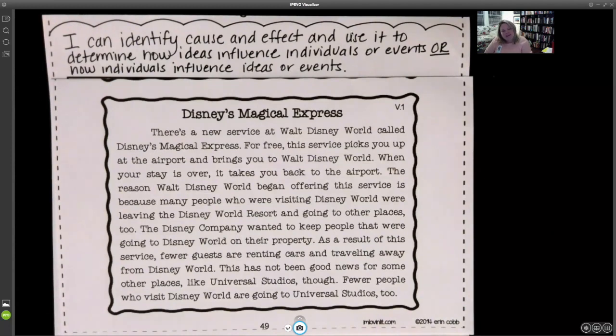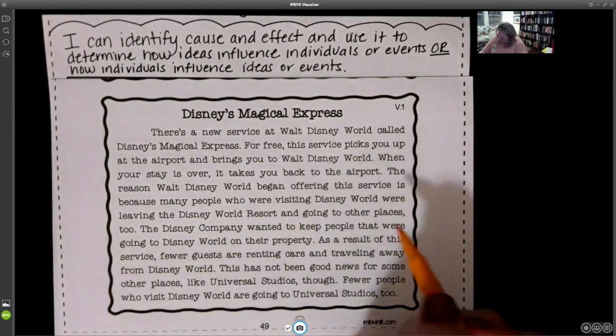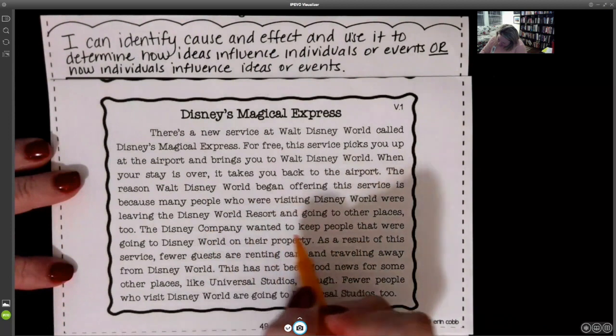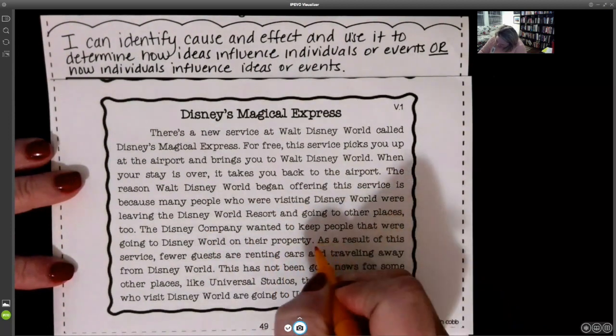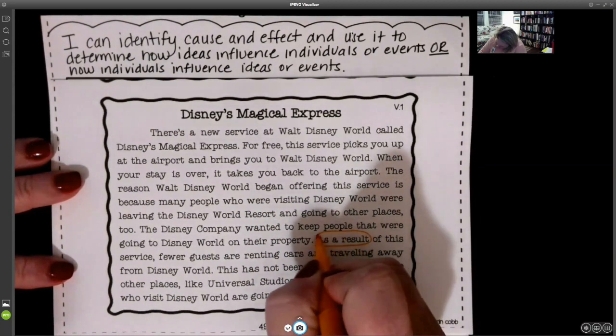All right, so let's think about this. First of all, I saw some big Q words in there, and we're going to identify those. So my first clue words that I saw were, let's see, as a result, see that?